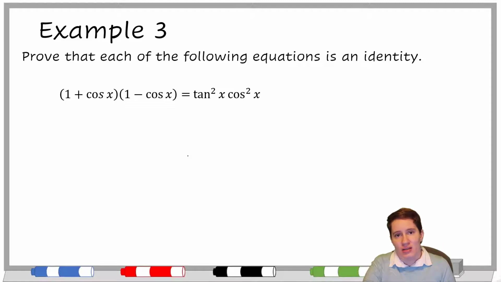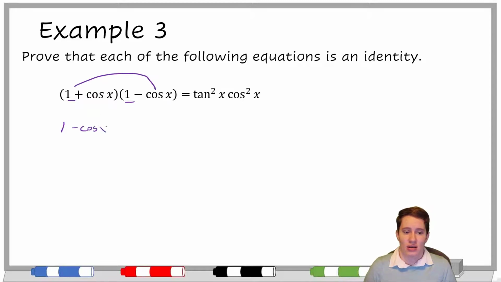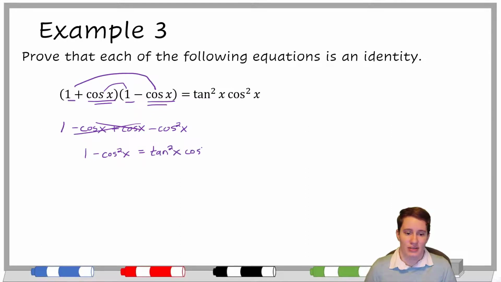So I think that distributing or foiling here would be a good idea. So we'll do 1 times 1, which is 1. Then we'll do 1 times negative cosine x, which is negative cosine x. Cosine x times 1, which is plus cosine x. Cosine x times negative cosine x, which is negative cosine squared x. So that means our middle terms cancel out and I have 1 minus cosine squared x. So hard to see if that was necessarily helpful.